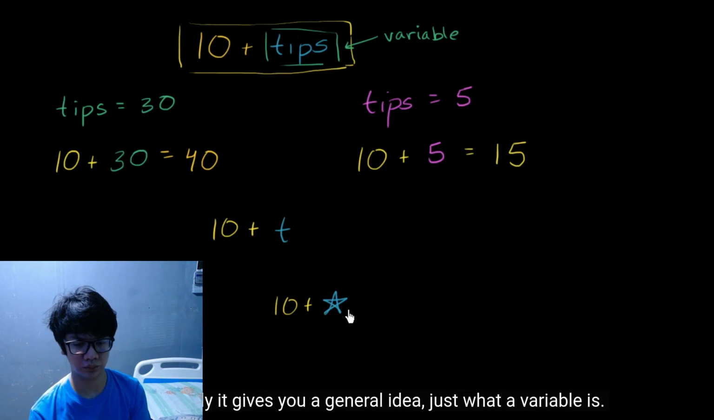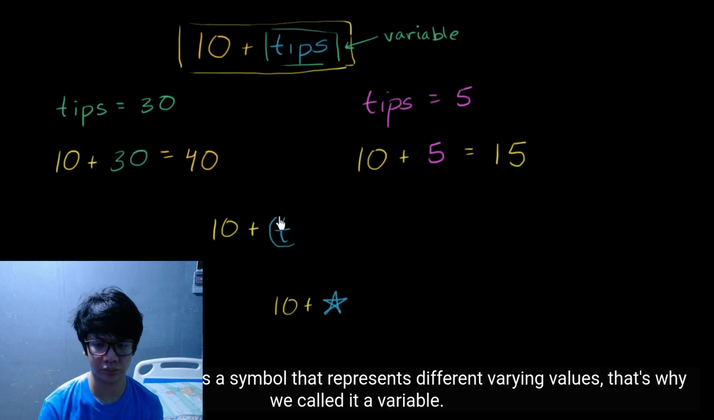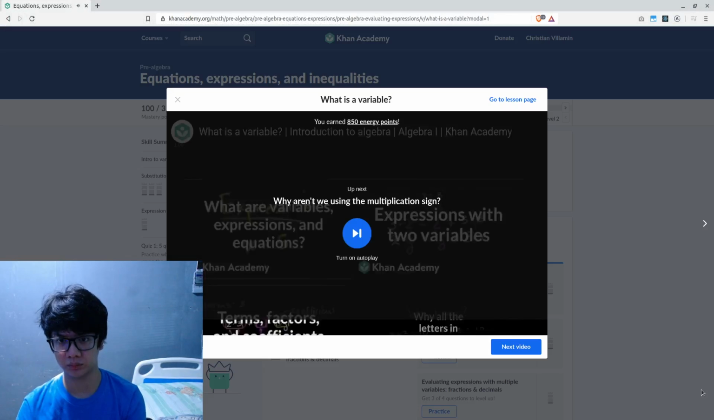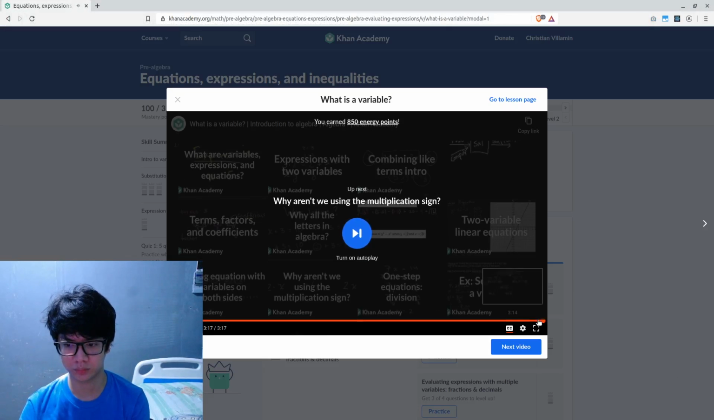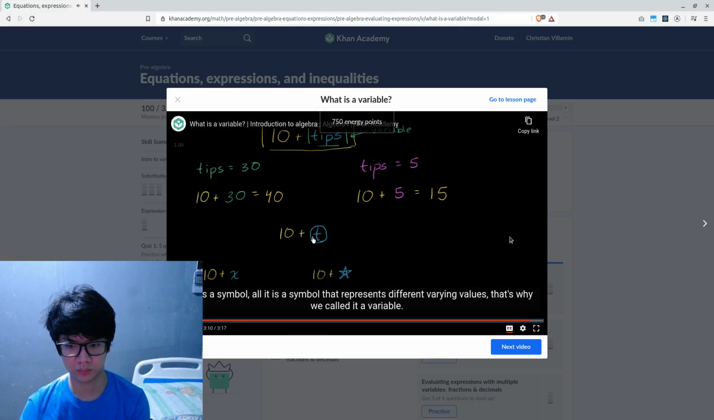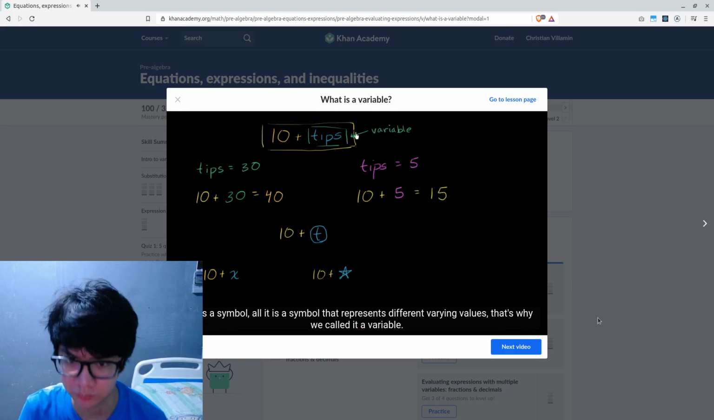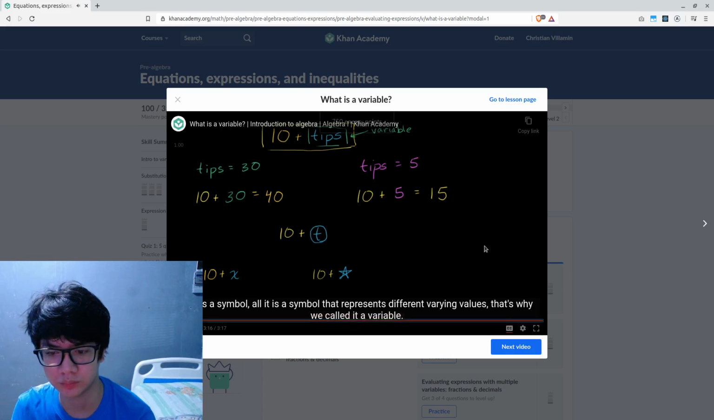But hopefully this gives you a general idea of just what a variable is. All it is is a symbol that represents varying values, and that's why we call it a variable.